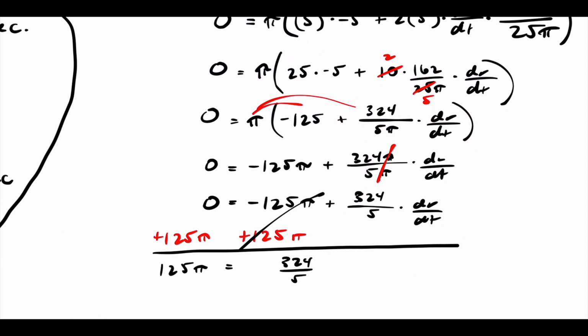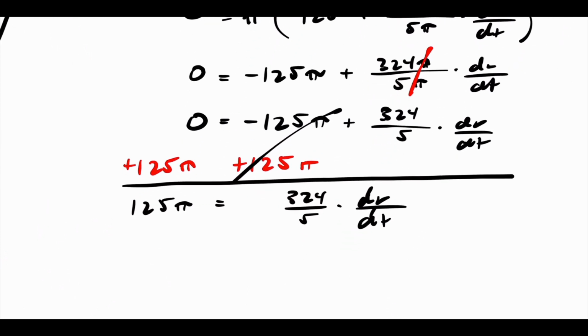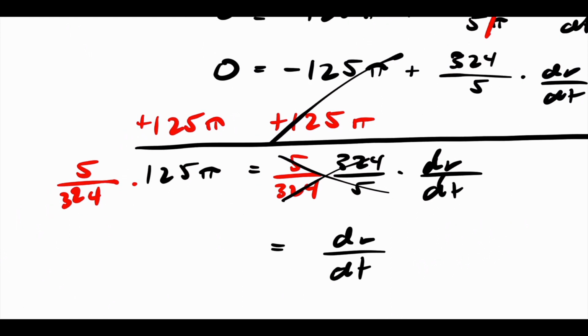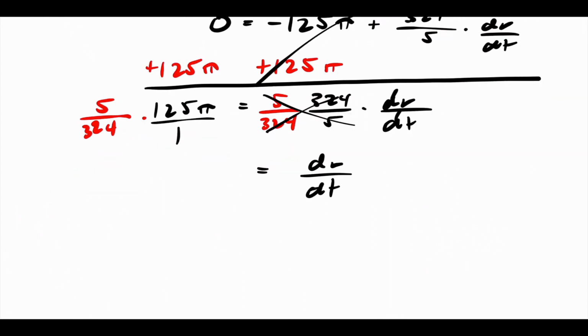125 pi equals 324 over 5 times dr dt. Divide both sides by the fraction. Well, when you're dividing fractions, you're just multiplying by reciprocals. So multiply both sides by the reciprocal. So we get dr dt equals. Now we can put it in our calculator. That's going to be our answer. So once you get your answer, then you can put it in your calculator.